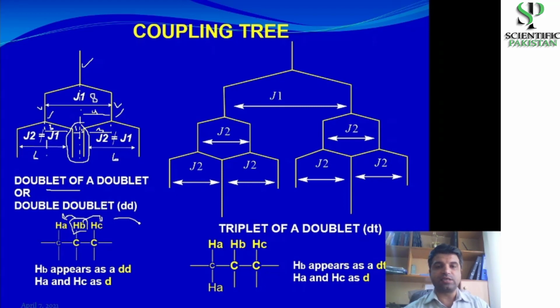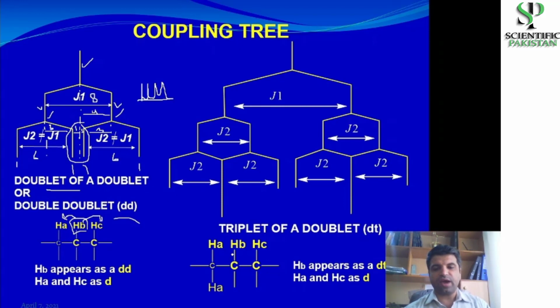So when you have a DD or a double doublet, you do not have one coupling constant value, but in fact you have 2 coupling constant values, right? And this looks like this. So we have a doublet, and then we have another doublet. The relative intensity of the arms of this double doublet are 1, 1, 1, 1. That is because you can see here no lines merge with others. So there is no merger of any lines, and so the relative intensity is 1, 1, 1, 1.